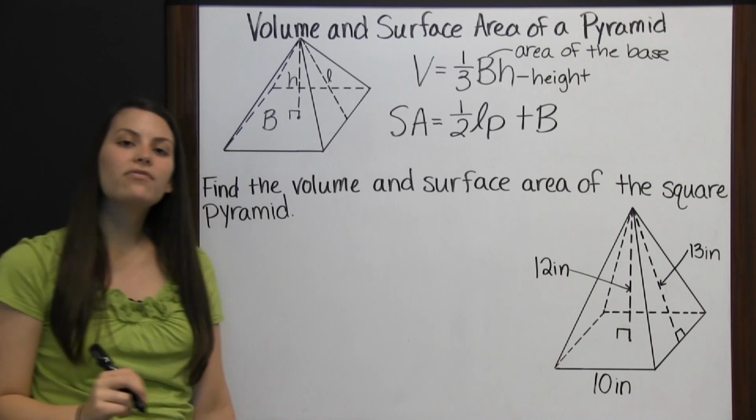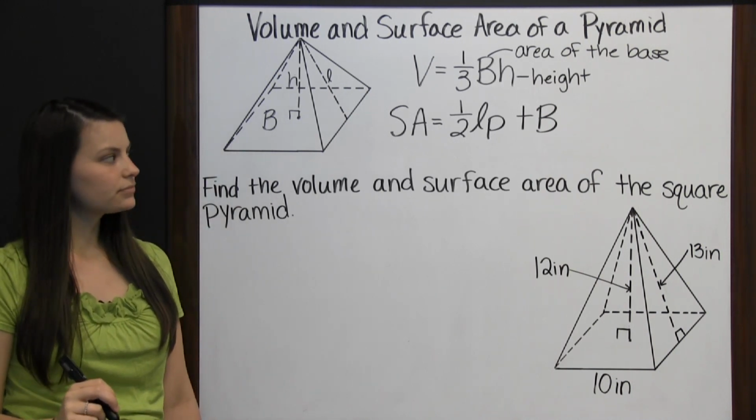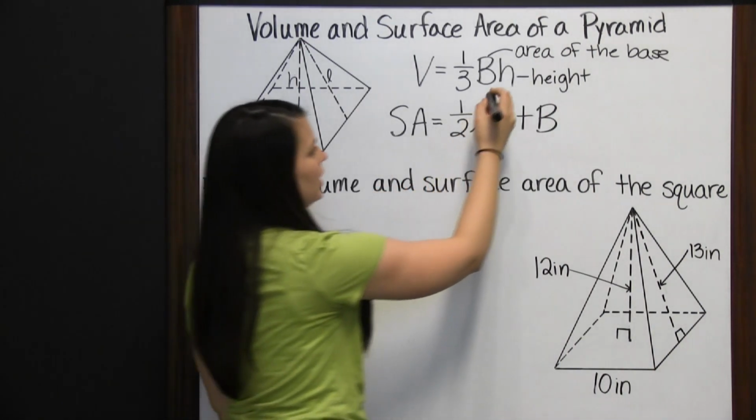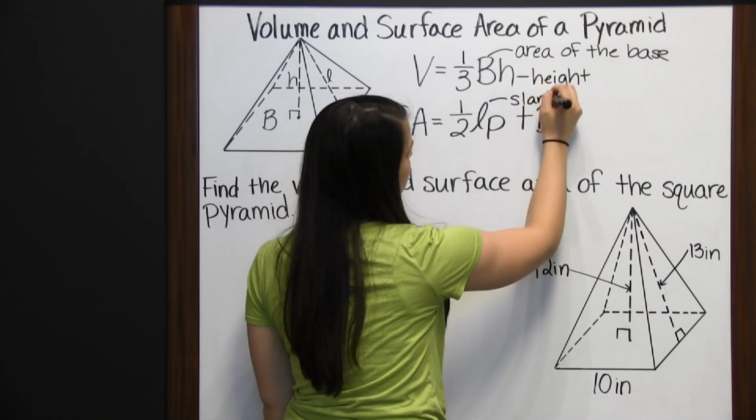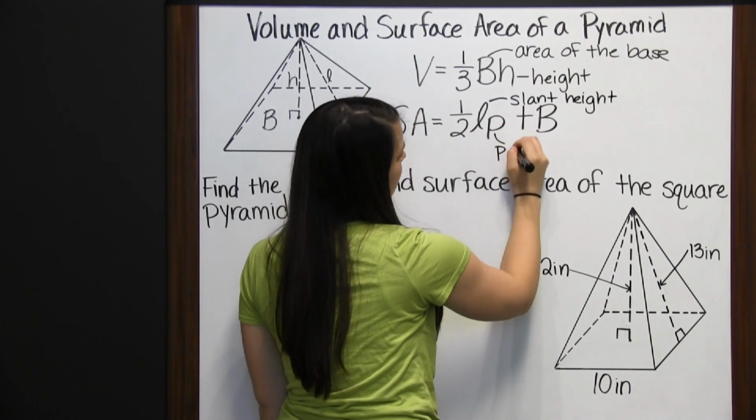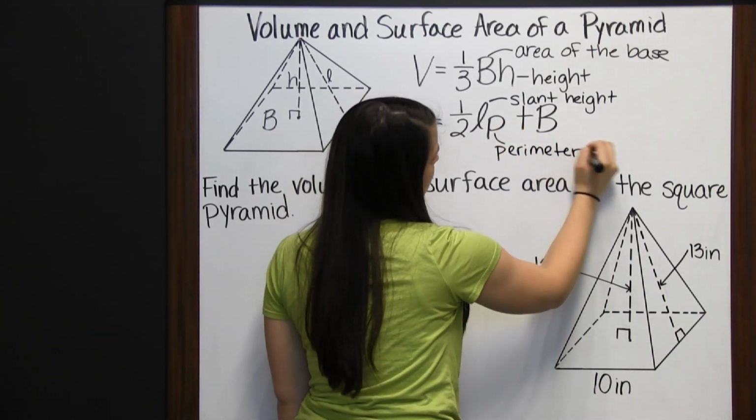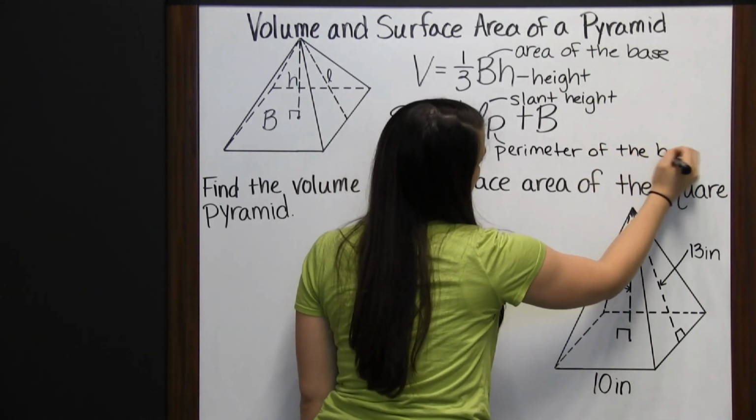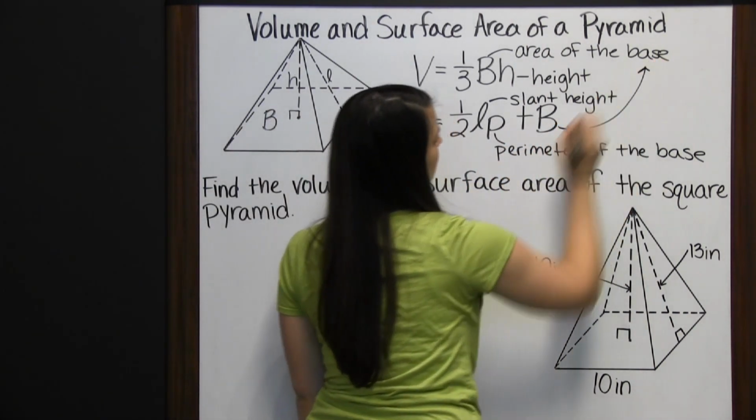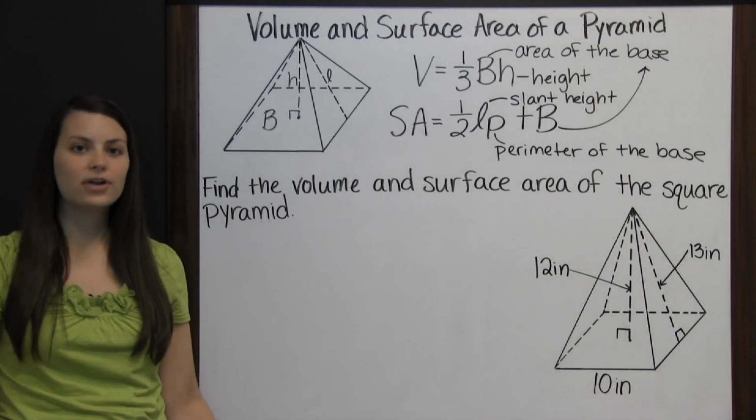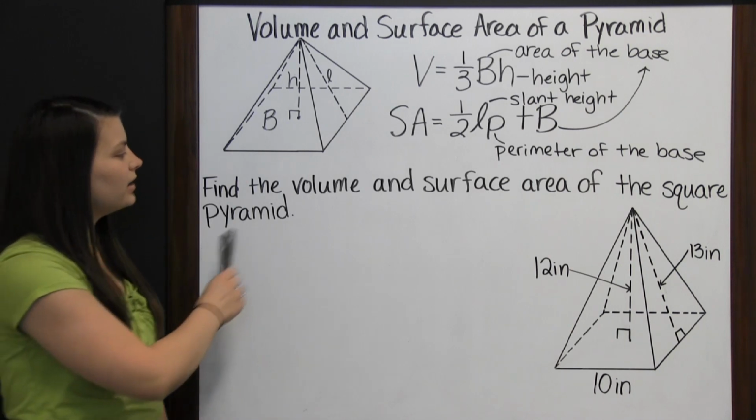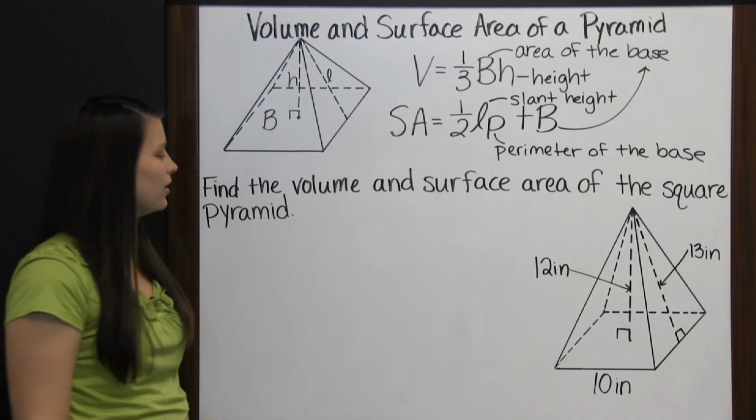Surface area is the area of all the surfaces of a figure. To find surface area of a pyramid, take 1/2 times the slant height, L stands for slant height, times the perimeter of the base, P is perimeter of the base, plus the area of the base. Again, there's that capital B, it stands for area of the base. Let's put this into practice by looking at an example. Find the volume and surface area of the square pyramid.